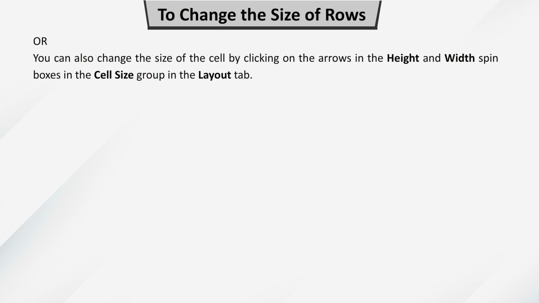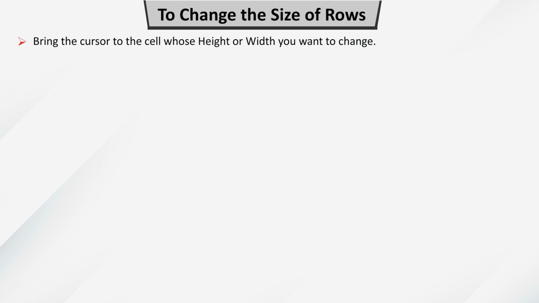Or, you can also change the size of the cell by clicking on the arrows in the Height and Width spin boxes in the Cell Size group in the Layout tab. Bring the cursor to the cell whose height or width you want to change. Clicking on the arrows in the Height spin box will change the height of the row. Clicking on the arrows in the Width spin box will change the width of the column.